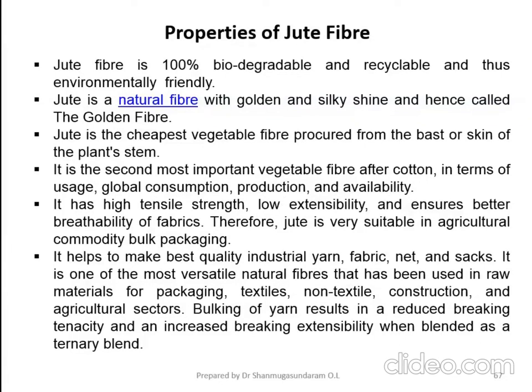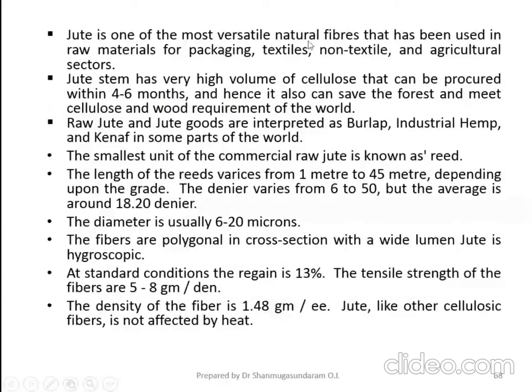Jute yarn is used for packing materials. Then it helps to make best quality industrial yarn, fabric, net and sacks. It is one of the most versatile natural fibers that has been used as raw material for packing, then textiles, then non-textiles, then it is used in construction areas and agriculture sectors.